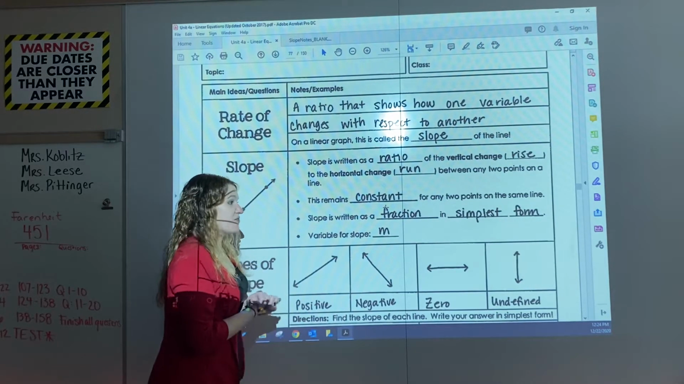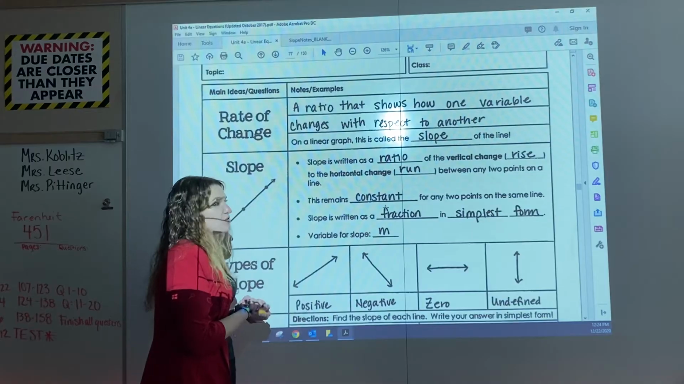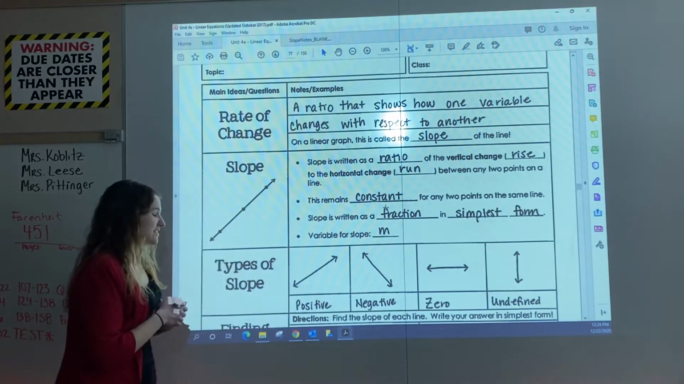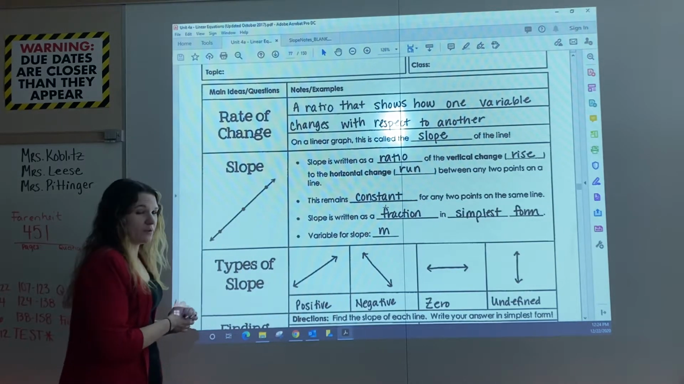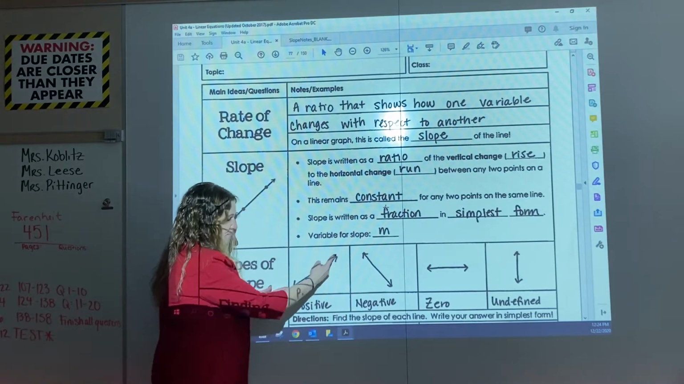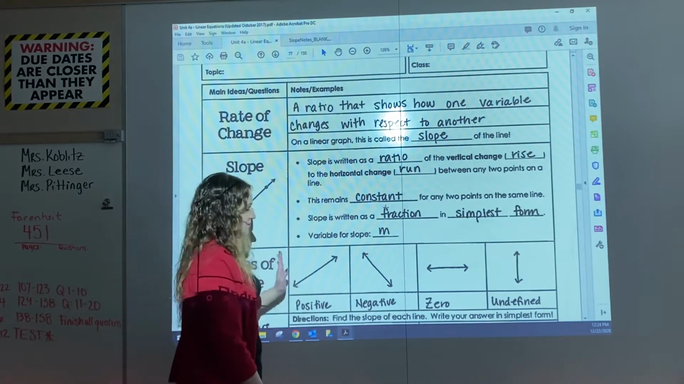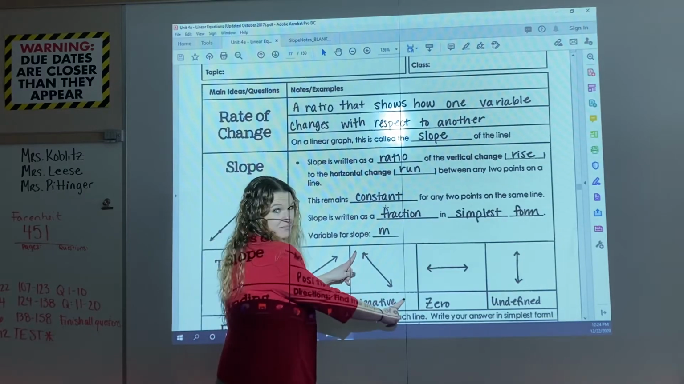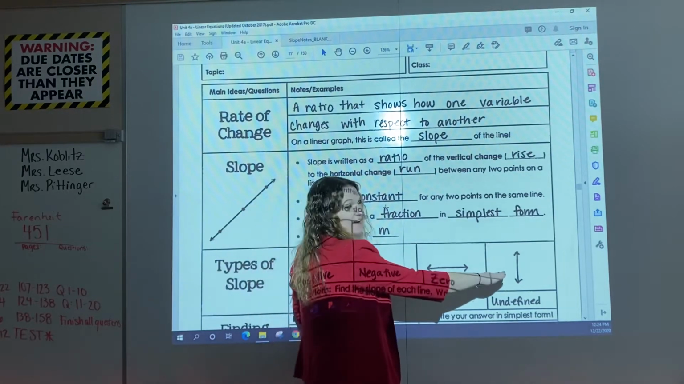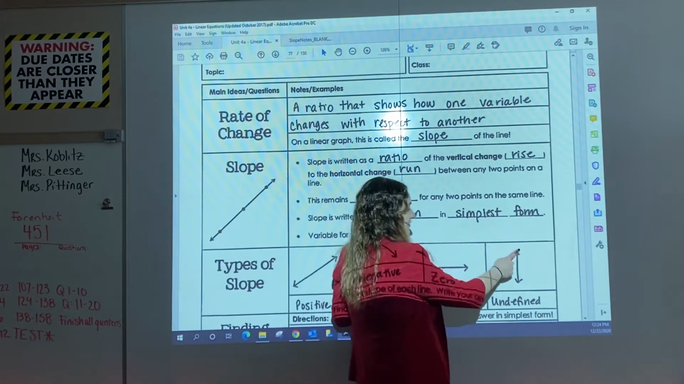Slope is written as a fraction or a ratio in simplest form. The variable that we always use for slope is m. So here are different types of slopes. We always read from left to right. So as you can see, this is a positive slope that goes up. Over here, this second example is a negative slope from left to right. It goes down. A zero slope is a horizontal line. And an undefined slope is a vertical line.